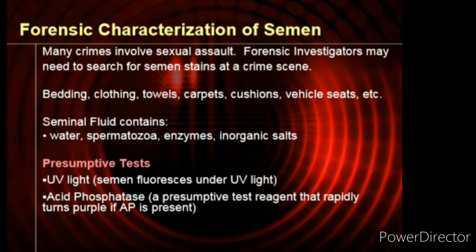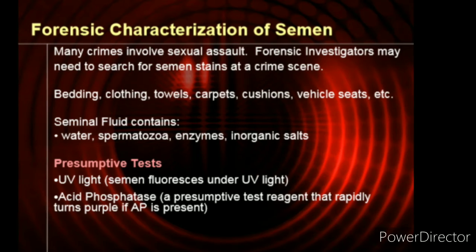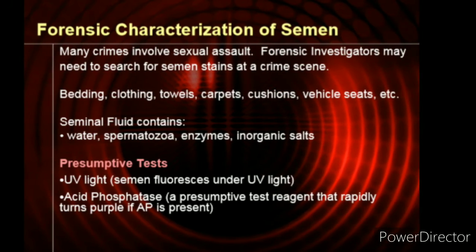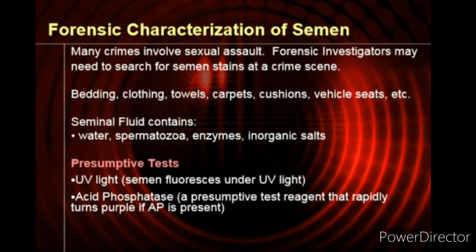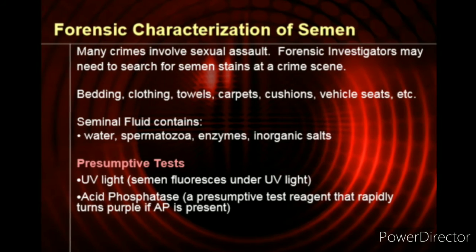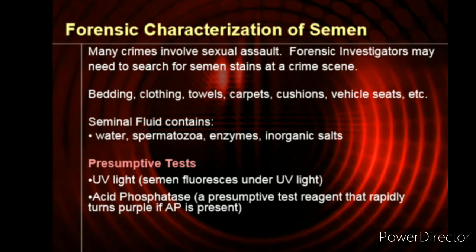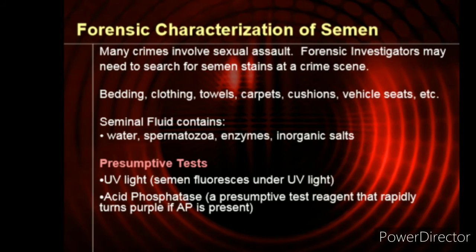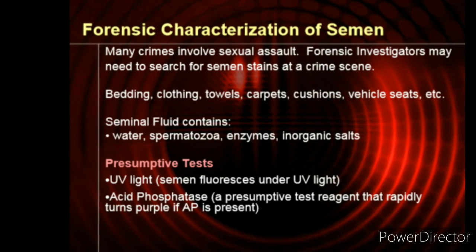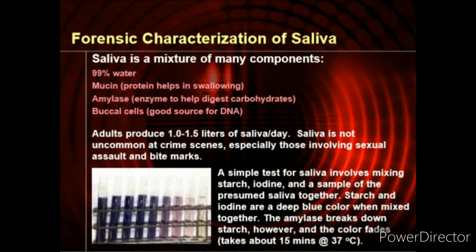Forensic characterization of semen. Many crimes involve sexual assault. Forensic investigators may need to search for semen stains at a crime scene: bedding, clothing, towels, carpets, cushions, vehicle seats, etc. Seminal fluid contains water, spermatozoa, enzymes, and organic salts. Presumptive tests: UV light, acid phosphatase.